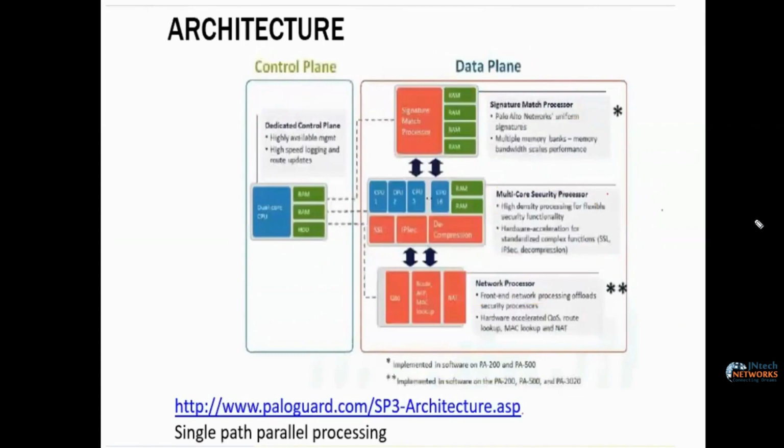Now if traffic is going to hit the firewall ingress interface, for example traffic coming from the LAN side, then what will the firewall do? Firewall will create a copy of this packet. It will create 3 copies of this packet and send one to each processor. Now what will they do? They will do parallel processing. It's not a one by one task.